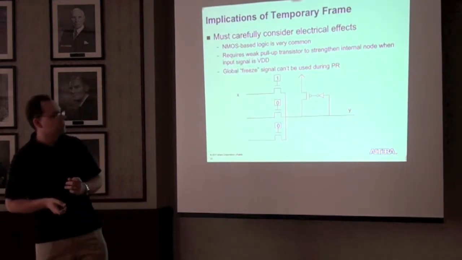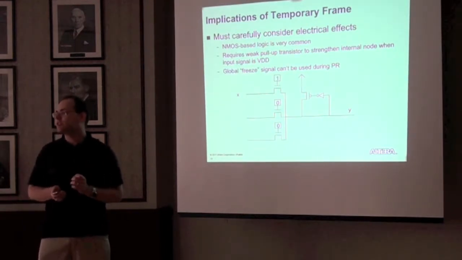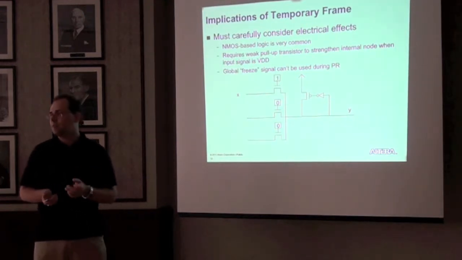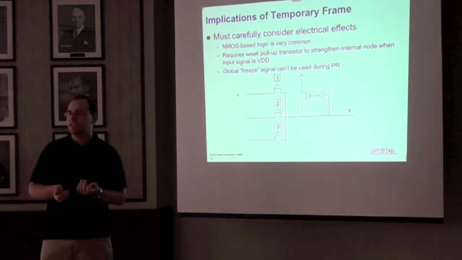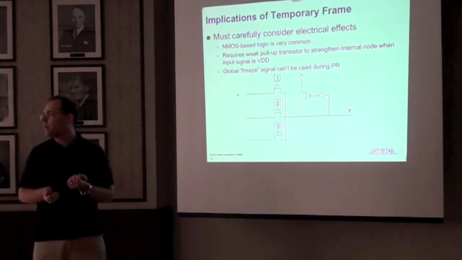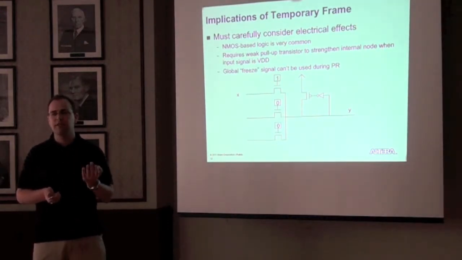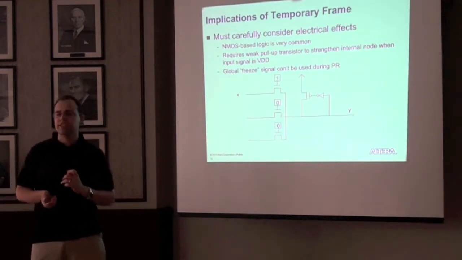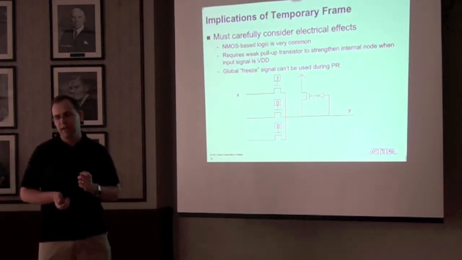Just taking a little bit of a diversion to talk about this temporary frame, it may not be obvious, but there are some subtle electrical effects that need to be considered. In FPGAs, NMOS-based logic is very common. It's more efficient than CMOS in the sense of size. One downside, of course, is that if you pass a logic 1 through an NMOS transistor, you have on the output side VDD minus VT, the threshold voltage. To prevent this continuing degradation of signal strength, we have a weak pull-up transistor to strengthen that internal node, in this case Y, when an input signal X is VDD.